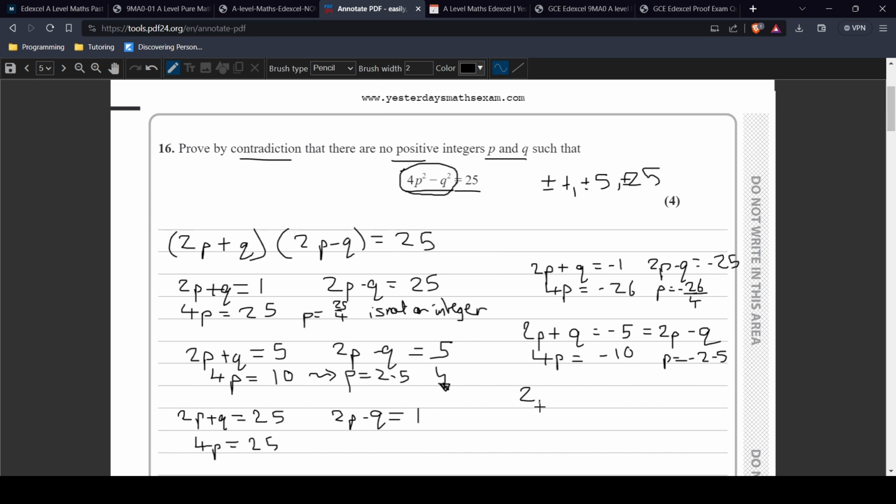And the final case we have to consider is 2p plus q is equal to minus 25, and 2p minus q is equal to minus 1. And this boils down to this case again. So we'll end up with 4p is equal to minus 26. So p is not a positive integer.